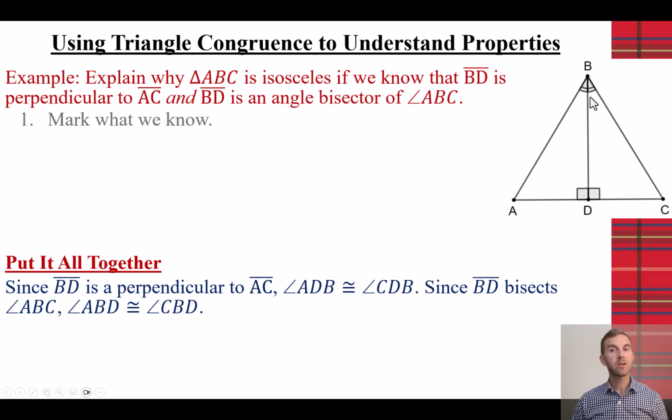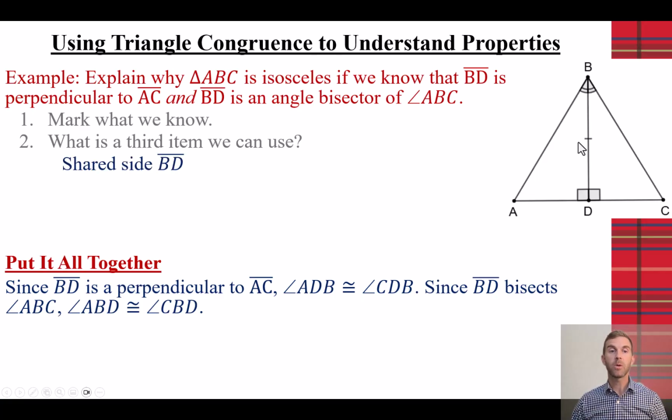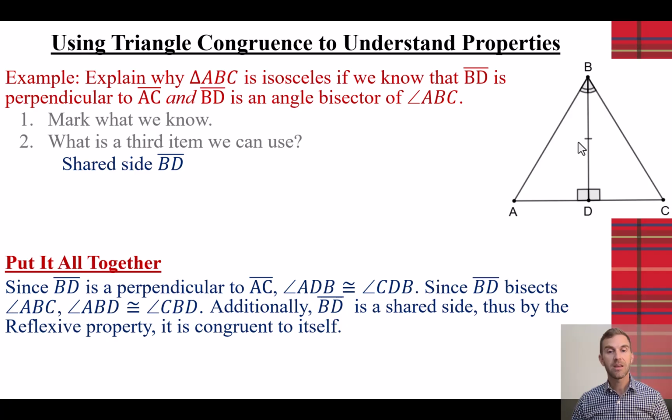Now to get to triangle congruence, we need three pieces. Since we have two angles, we need something about a side. Well, there are no statements up here, so we look at our image and say, are there other pieces that may be helpful? And in this case, what we have here is a shared side. And we can then use that and mark it as congruent and say, oh, that's how we're getting to our two congruent triangles. So our next statement is going to be that since BD is a shared side, by the reflexive property, it has to be congruent to itself.